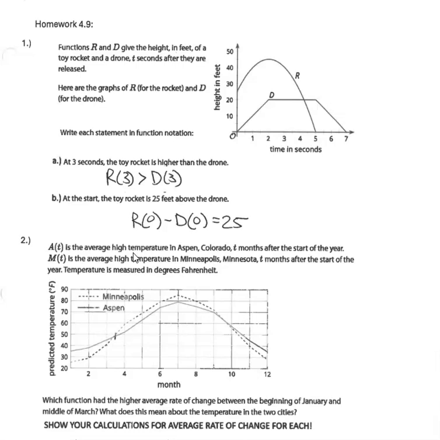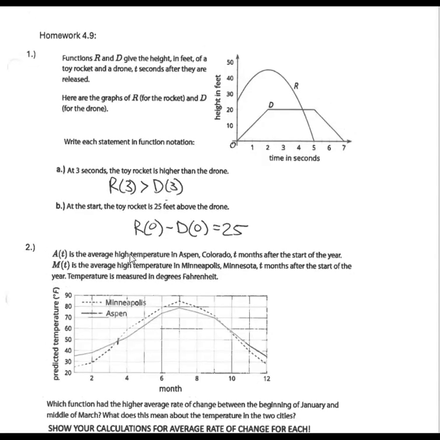It says at 3 seconds, the toy rocket is going to be higher. So I said R of 3 is greater than D of 3. The output is going to be bigger for R than D. The next one says at the start, the toy rocket is 20 feet above the drone. I said the output for the rocket minus the output for the drone is a difference of 25 feet. And to be clear, I'm saying that the input of 0 for each one of those would be the initial. So R of 0 minus D of 0 equals 25.